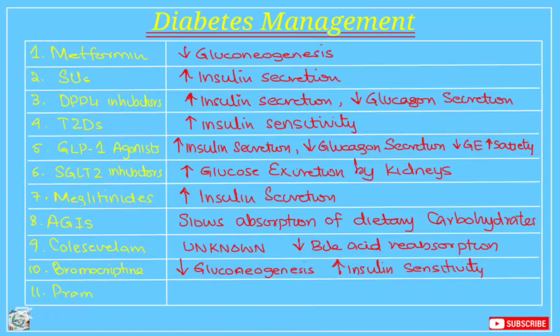And finally, pramlintide. This is an amylin analog that decreases the glucagon secretion, delays the gastric emptying, and increases the satiety, which can be useful for the post-meal glucose control. That's it, a quick refresher on how these medications work.